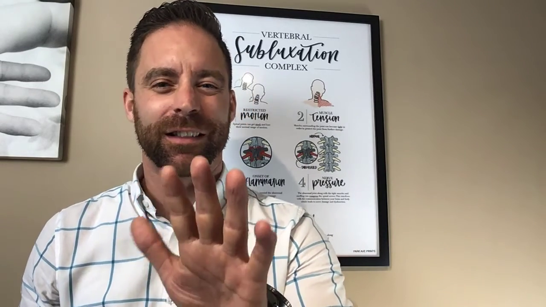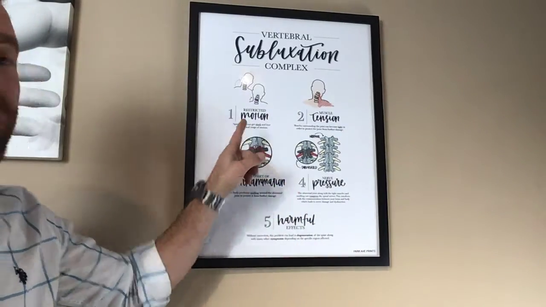Hey guys, this is going to be fast and furious. 5 components of subluxation. It's kind of 4.5. We'll call it 5. First one is restricted motion.